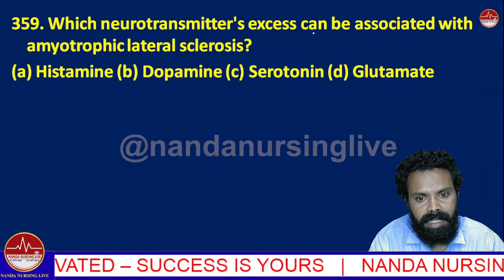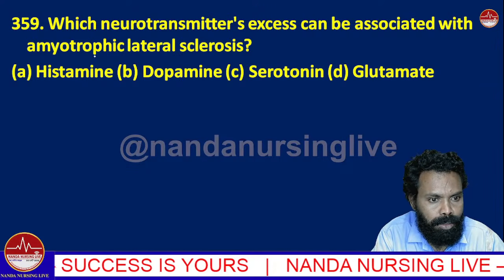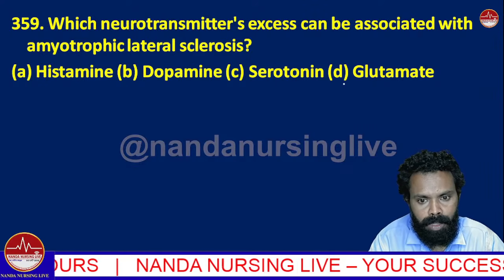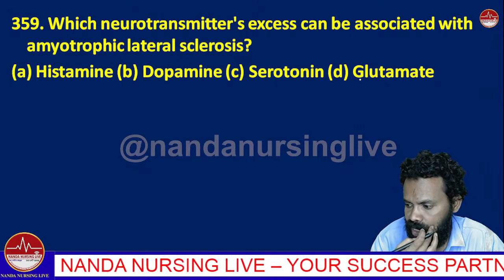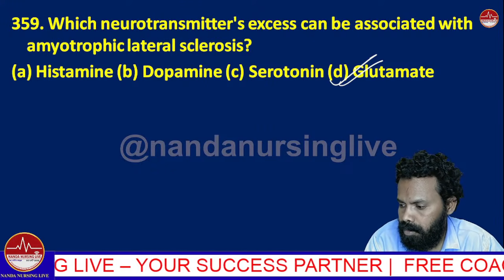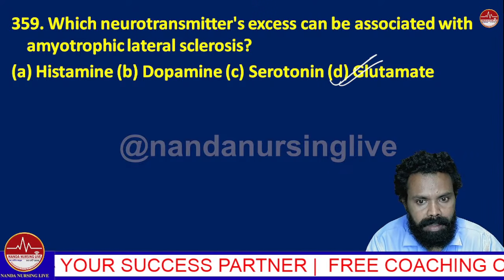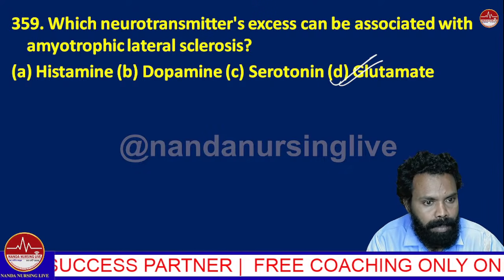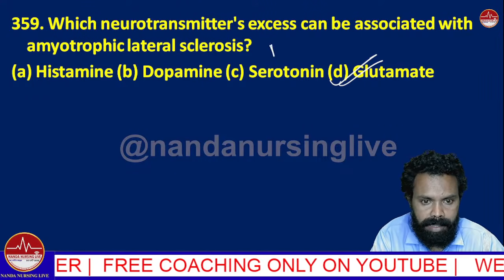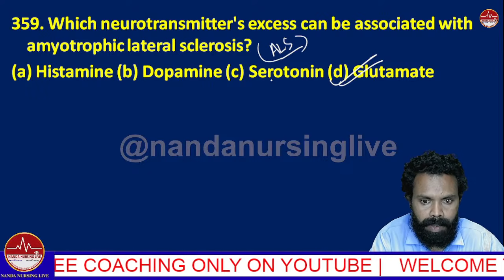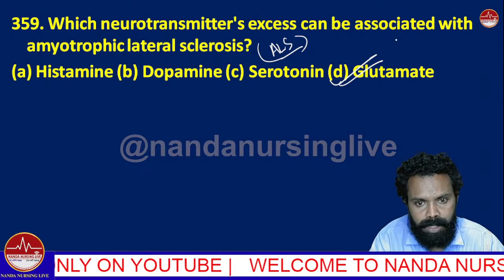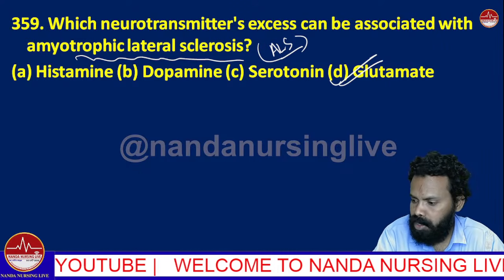Next question number 359. Which neurotransmitter can be associated with amyotrophic lateral sclerosis? Option A histamine, option B dopamine, option C serotonin, option D glutamate. So which option is the correct answer? The correct answer is option D, glutamate. Excess of glutamate neurotransmitter can be associated with amyotrophic lateral sclerosis, ALS.